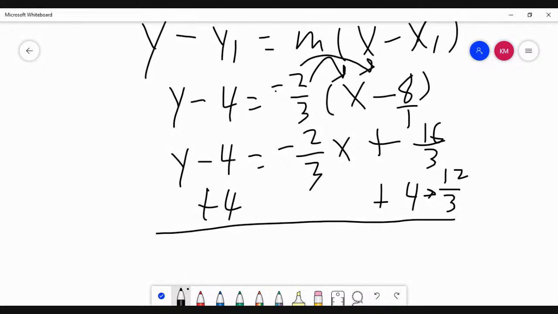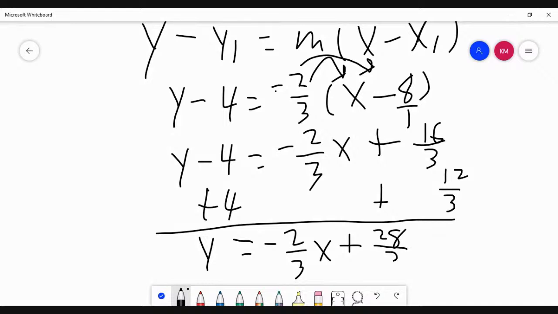So now that I've changed my 4 into 12/3, I can erase it from here and bring down my y, which is by itself now, because the negative 4 and plus 4 canceled, which leaves me with a negative 2/3 x, and 16 plus 12, that gives me plus 28/3, because 6 plus 2 is 8, 1 plus 1 is 2.